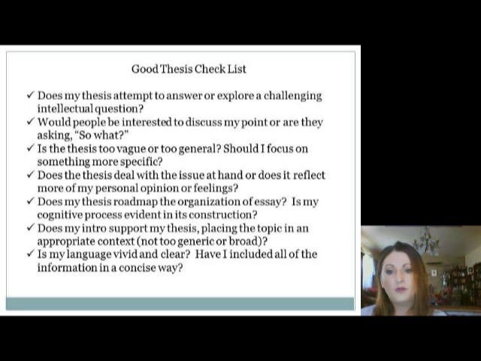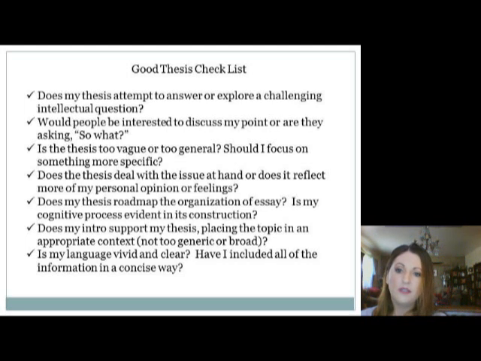Next, does the thesis deal with the issue at hand, or does it reflect more of my personal opinion or feelings? And I tell students it's important at this stage in the game to be able to share your personal feelings and opinions, but do so in a very careful way. Any point of view that you have should be wholly backed by different types of evidence. It shouldn't just be, I feel this way because I feel this way, or this is how I was raised, or this is what I was taught. You need to be able to defend the assertions that you make or the things that you believe. So be careful not to fall into that trap.